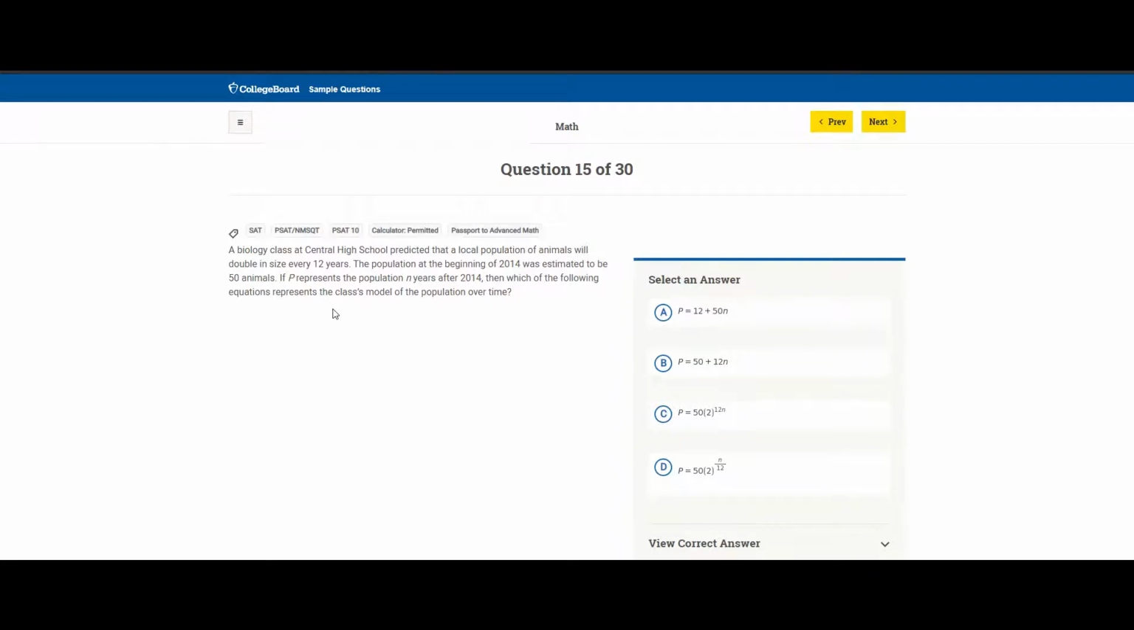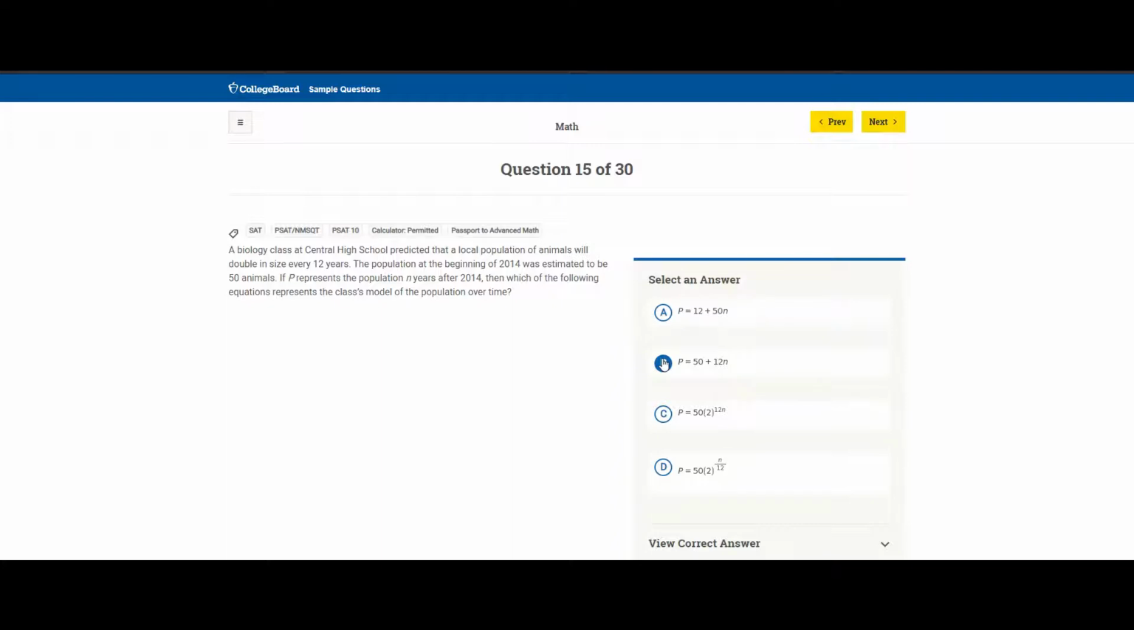A biology class at Central High School predicted that a local population of animals will double in size every 12 years. Population at the beginning of 2014 was estimated to be 50 animals. This is always going to be an exponential. If you're doing doubling, it's always going to be an exponential. And this is every 12 years.